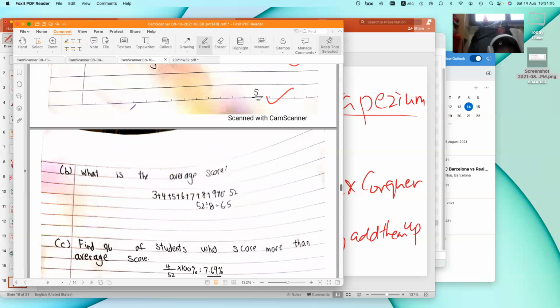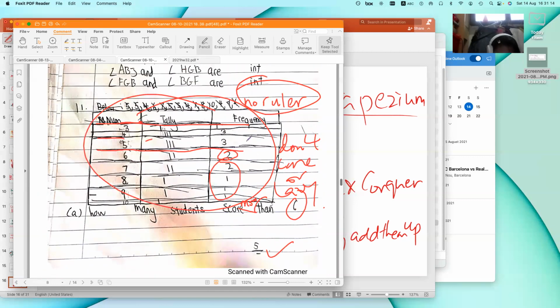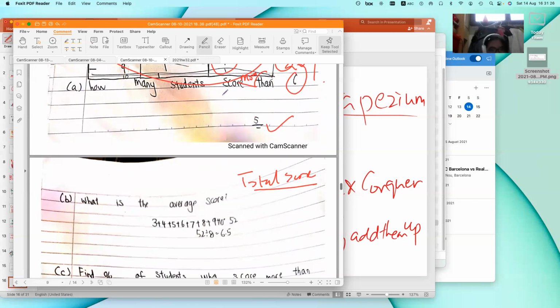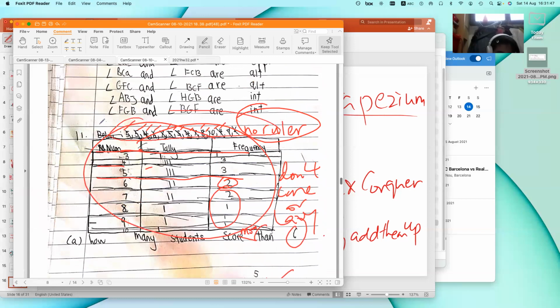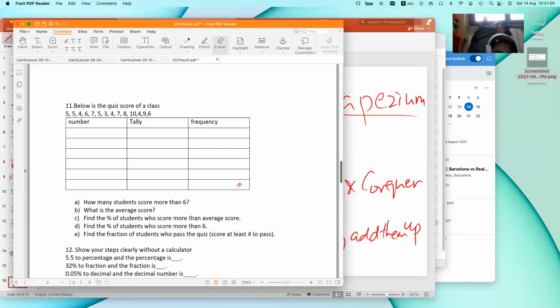What's the average score? How do you find the average score? Total score divided by number of, how many numbers here? How many numbers here? 1, 2, 3, 4, 5, 6, 7, 8, 9, 10, 11, 12. What's the average score? Where's your formula? Average score is equal to total score divided by number of items. So what's the total score here? 82. No. Total score, you need to add up all these scores. What are all these scores? It's not from this table. It's from all the scores. You see, once again, you make the mistake again. I remember you made this mistake last week.